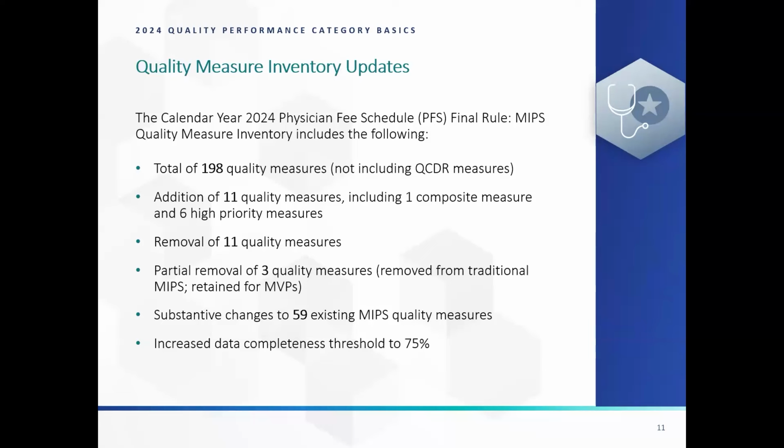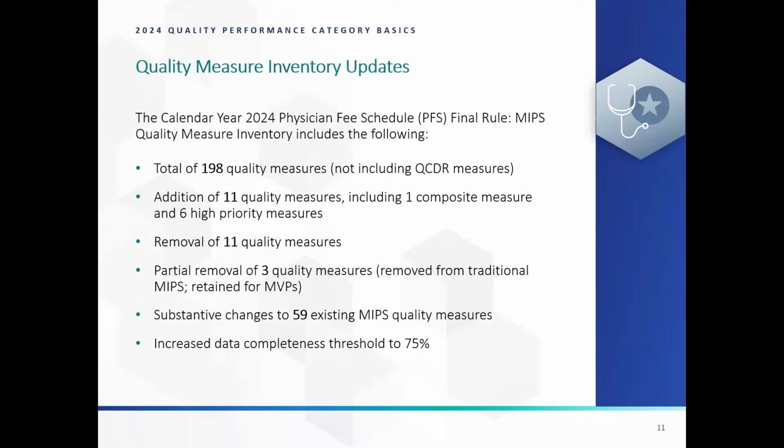Now I'm going to discuss the quality measure inventory updates for 2024. The updates are highlighted and based on the 2024 Physician Fee Schedule Final Rule. So for 2024, there are a total of 198 quality measures. I want to note that 3 of those 198 measures are considered partially removed measures, meaning that the measure is not available for traditional MIPS, but available for MVP utilization only. I also want to note that for 2024, there's an addition of 11 quality measures, including 1 composite measure and 6 high priority measures. Also for 2024, there is a removal of 11 quality measures.